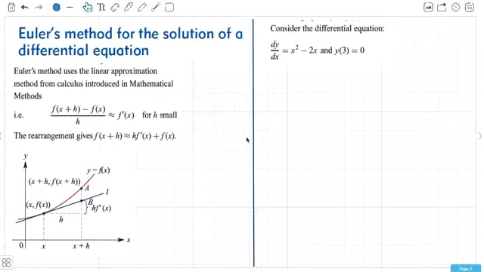We're looking at Euler's method for the solution of a differential equation. Now what we need to go back and look at is something from maths methods that you'll see, which is differentiation by what we call first principles. So the idea is that you've got a function, f of x, and that's in the graph here, shown in red.